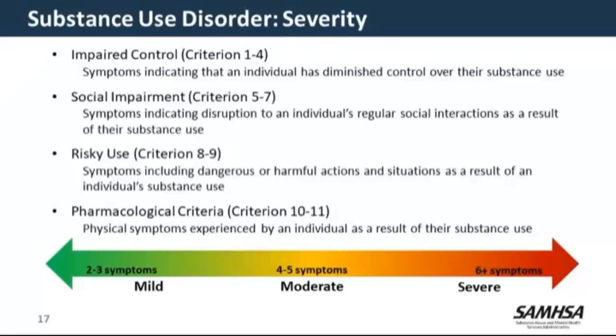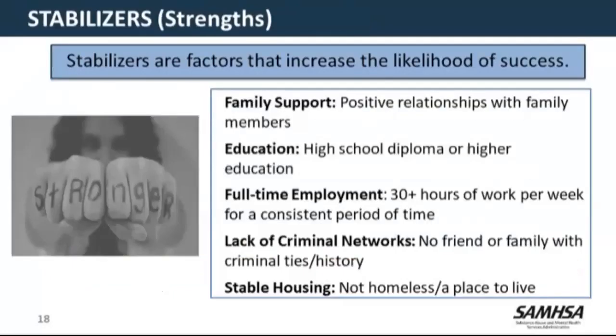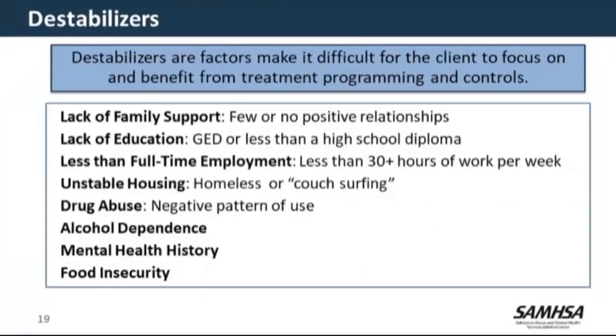So problem-solving courts are more likely to be geared, and should be geared, for people who have moderate to severe substance use disorders and those who meet the pharmacological criteria for need of medication to assist with helping the person achieve some recovery. Stabilizers are something that we should look at here, and those are the factors that enhance the likelihood of success for a particular person. These are the positives in people's lives, and these are the strengths that we try and draw upon. Destabilizers are those factors that make it difficult for clients to actually make some headway.